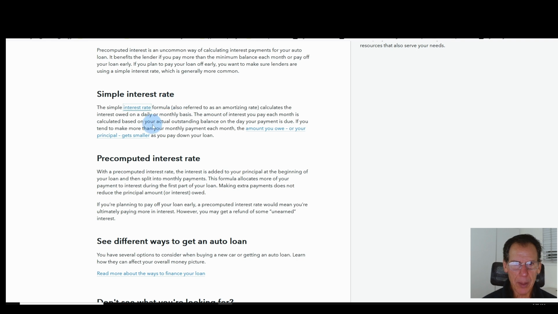Simple interest rate: the simple interest rate formula, also referred to as amortizing rate, calculates the interest owed on a daily or monthly basis. The amount of interest you pay each month is calculated based on your actual outstanding balance on the day your payment is due. If you tend to make more than your monthly payment each month, the amount you owe, or your principal, gets smaller as you pay down the loan.